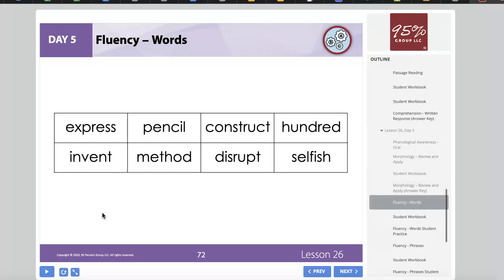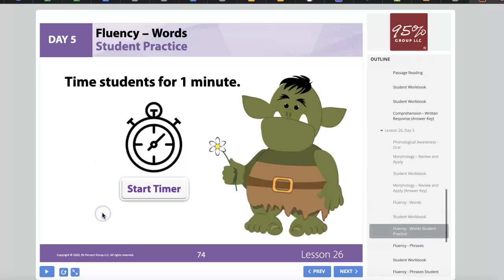All right, I'm going to say a word and you're going to repeat it. Here we go. Express, pencil, construct, invent, method, disrupt, selfish. On your paper, you have a list of words, and you're going to read those silently for 1 minute. You can pause the video here and ask Alexa to set a 1-minute timer.